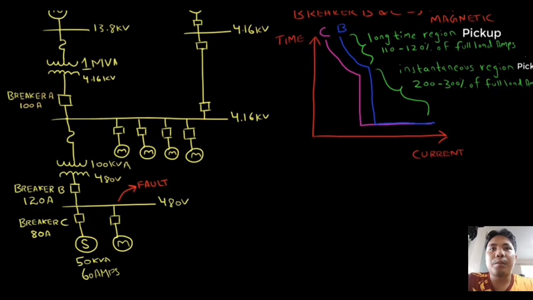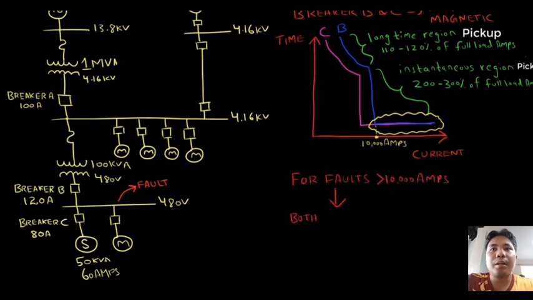If we look at the curves again, we can see that the instantaneous regions of breaker B and breaker C are overlapping after a certain current level. Let's say this level is at 10,000 amps. What this means is that for any fault current above 10,000 amps, there is a high risk of both breakers tripping simultaneously. This will result in a power blackout on the 480 volt bus.